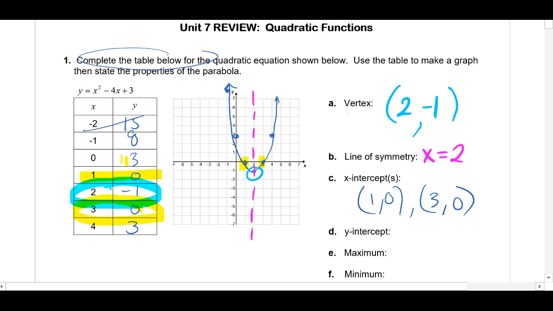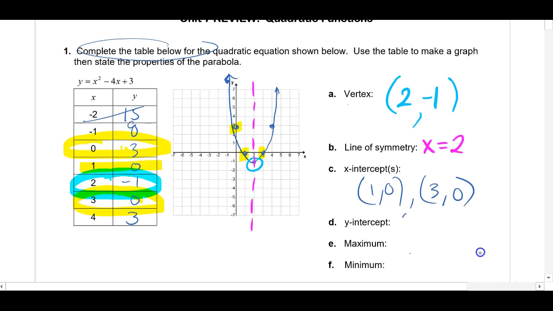All right, now the y-intercept. Okay, the y-intercept is where it crosses the y-axis there, and x is 0 on the y-intercept, so that means that would be this value, 0, 3. And you can also see that by just looking at the graph.